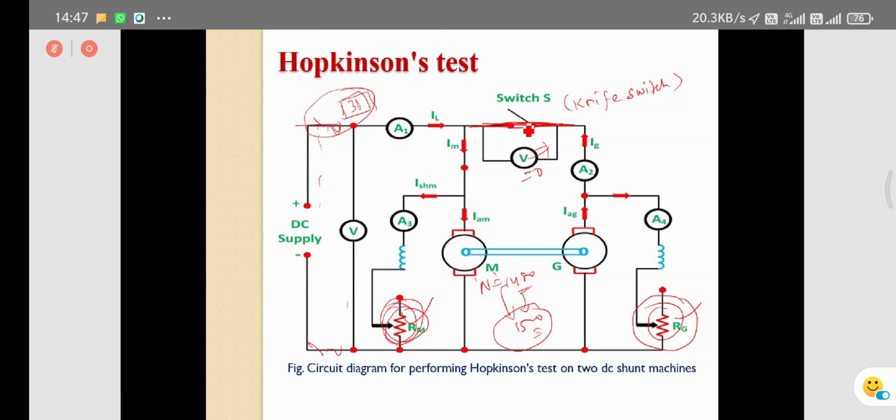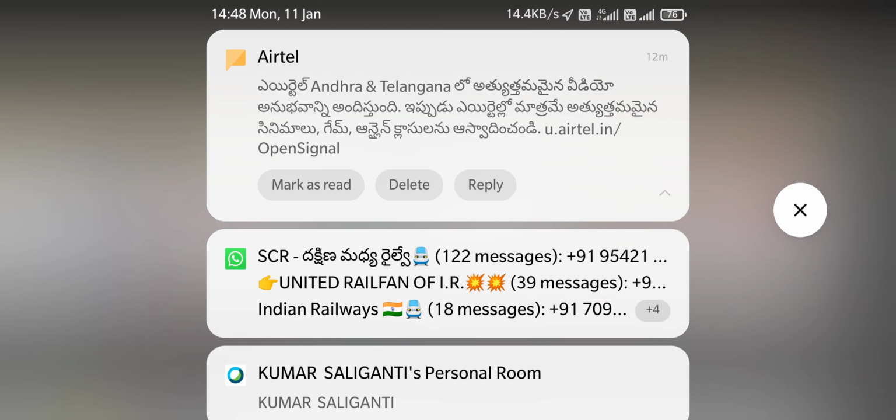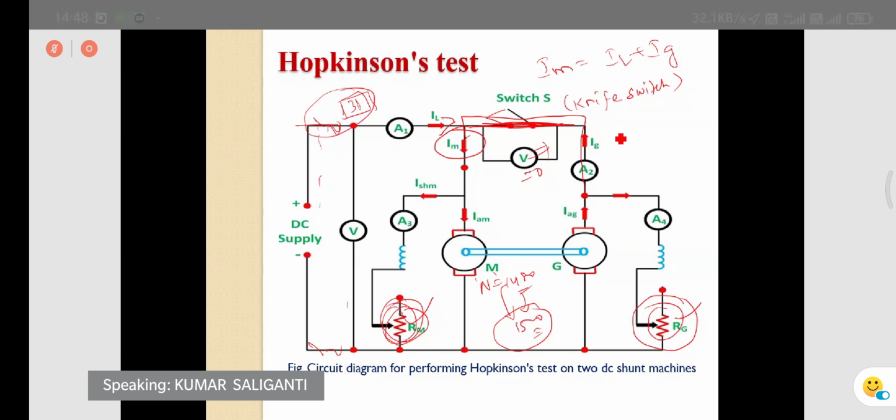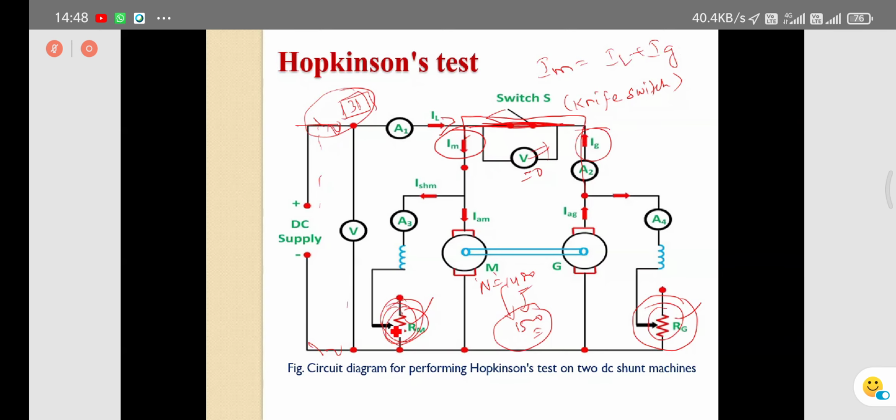So when you close the knife switch, whatever current the generator gets is given to this point. There is flow this side, there is flow this side, and this current flows this side. So both currents are added here. That's why here there is IM, that is IL plus the generator current. So when this happens, first of all, what are you doing here?